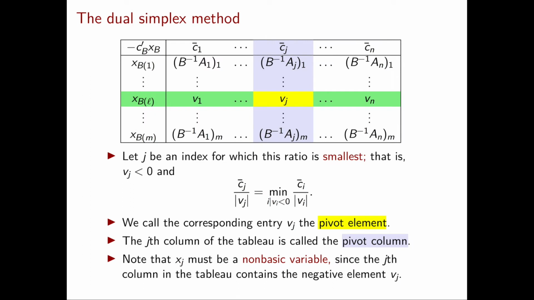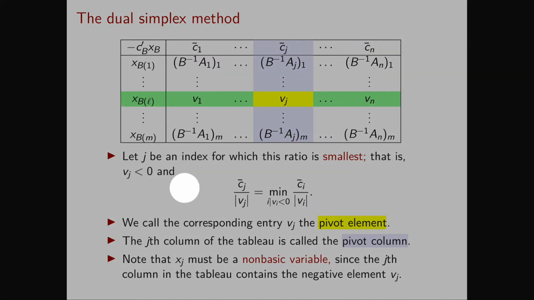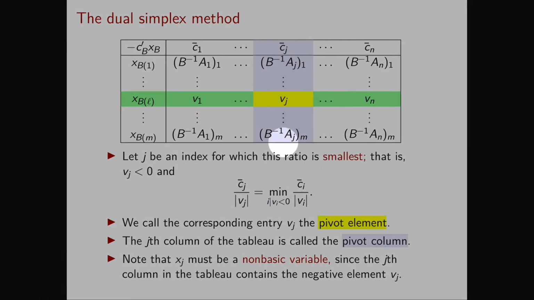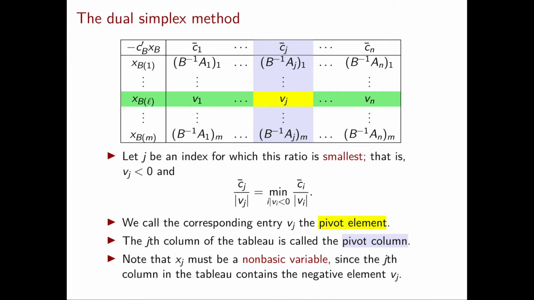In particular, this means that Vj is strictly negative and C bar j divided by the absolute value of Vj is the minimum of all the ratios C bar i over the absolute value of V bar i for every i with Vi negative. Now the entry Vj is called the pivot element, and the jth column of the tableau is called the pivot column.